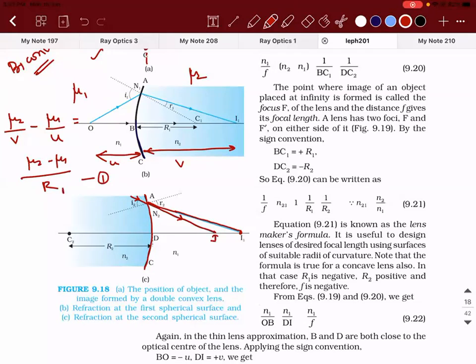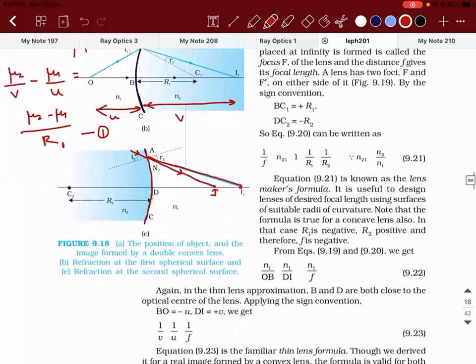So instead of taking r, I will call it r1, because we are assuming that the radius of curvature of both the surfaces is not the same. So that's why we can call it a double convex lens also. In a similar way, if I apply the refraction at spherical surface for the second boundary, then something divided by v minus something divided by u will be equal to something divided by r2.